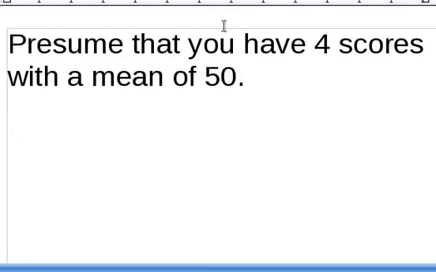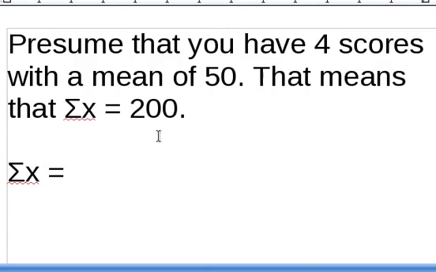This is an introduction to degrees of freedom. The easiest way to understand the concept is to think about calculating an average, or a mean. Presume that you have 4 scores with a mean of 50. That means that the sum of those 4 scores has to come out to 200.